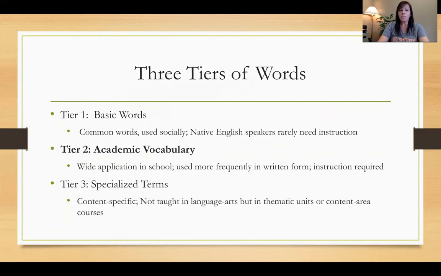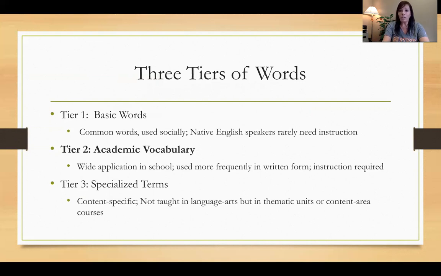There are 3 tiers of words. We have basic words, which are common words typically used socially. What I talked about before, learning words in social environments with family and friends. Typically, native English speakers don't need instruction on these tier 1 or basic words. Academic vocabulary, this is what we spend quite a bit of time on in school. It has a wide application in school, used more frequently in written form, and instruction is required.